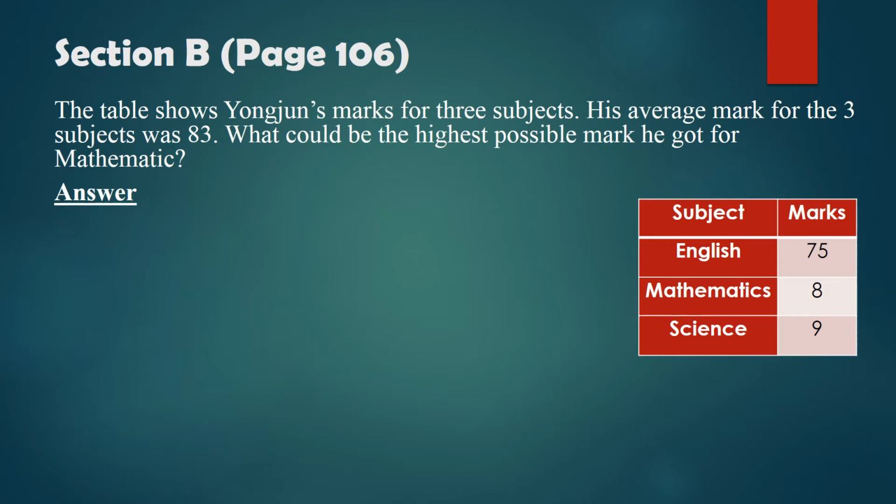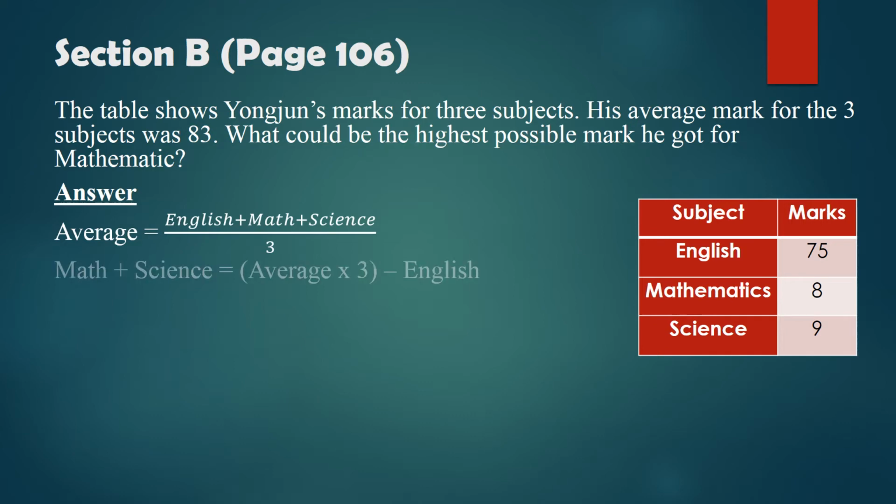How can we find it? Now let's remind ourselves about the average. In order to find the average of the 3 subjects, you have to take the score of English plus math plus science, and then you divide it by 3. However, we don't know the score of math and science. So in order to find the mark of math and science altogether, you have to take the average times 3 and then minus the score of English.